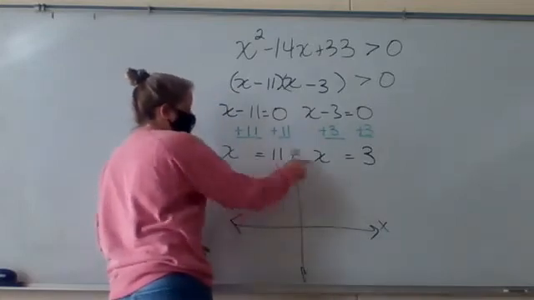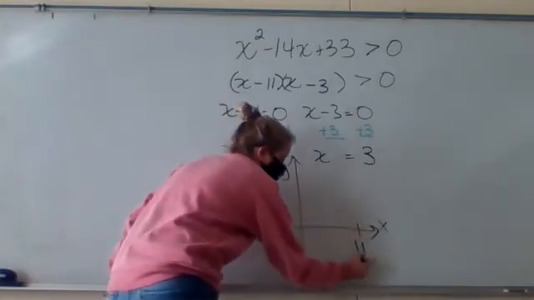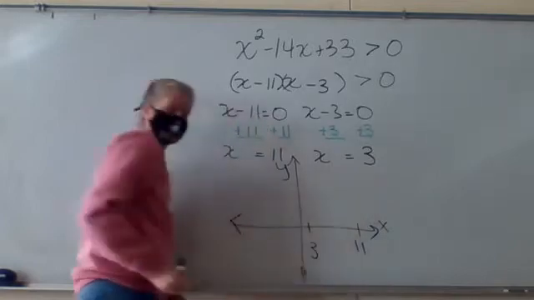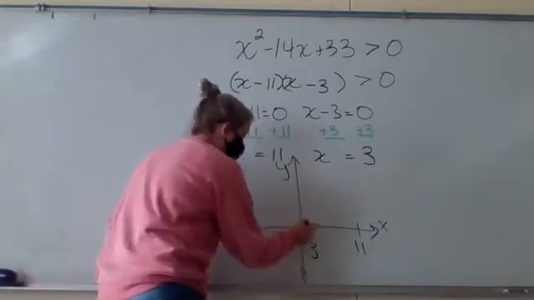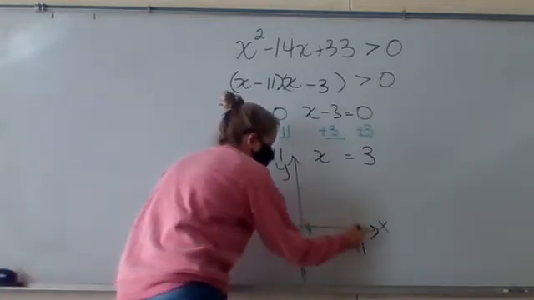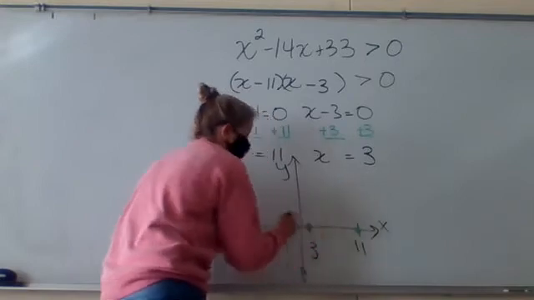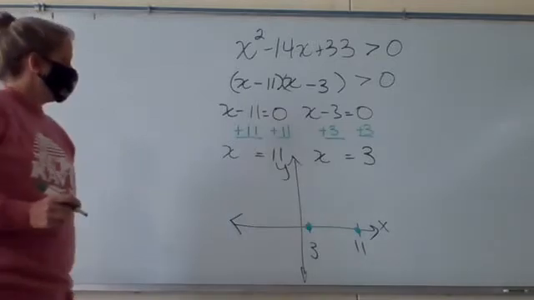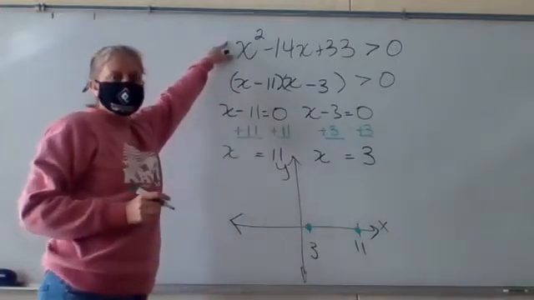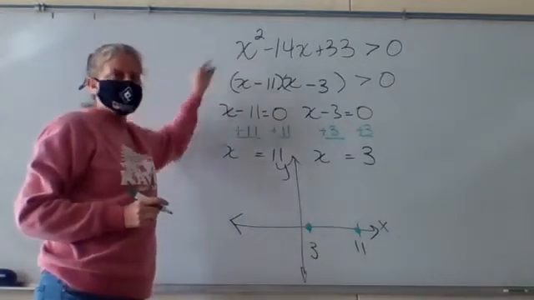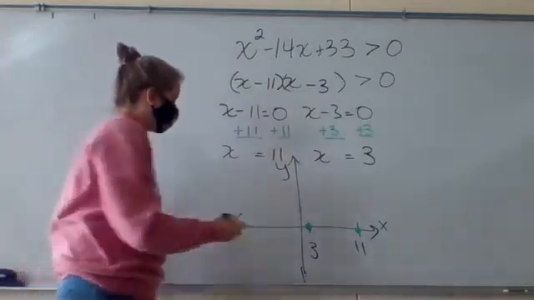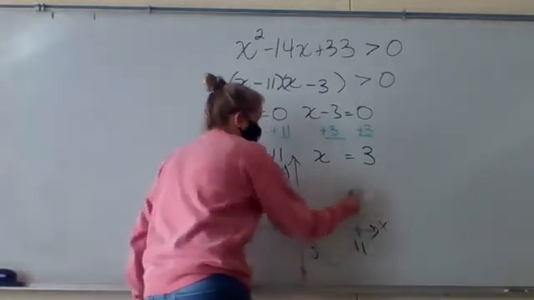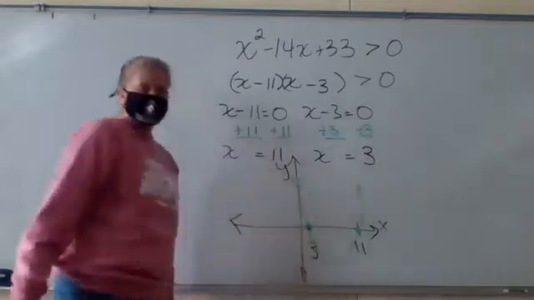So let's just say, I'm going to make this really rough. It's going to cross the x at 11 and 3. So I'll say there's 11, there's 3. That's where it's going to cross, at 3 and 11. Is it right side up? Yes, right? The x squared isn't negative, so it didn't flip upside down, which means it's going to look like this.